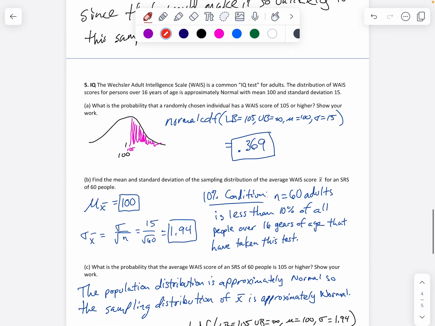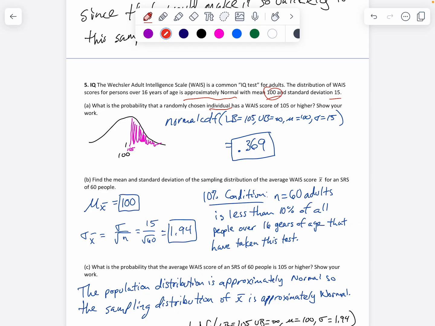Next question, we've got an IQ test for adults. The distribution is said to be approximately normal. You have a mean, you have a standard deviation. What's the probability that a randomly chosen individual, just one person, right? Simple, straightforward, normal CDF, no issue here. Should be plain and simple. We were told it's approximately normal. We're good to go, okay?